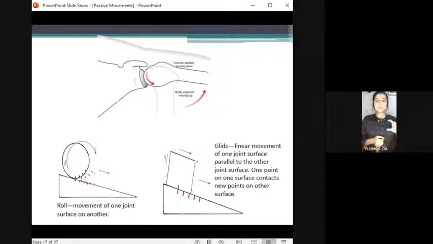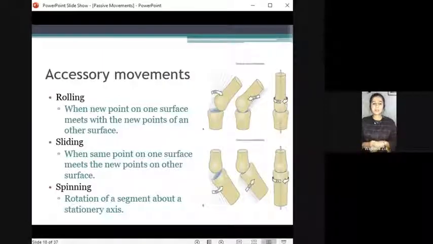One diagram is showing the movement of a ball on an inclined surface, and the second one is showing the movement of a square part on the inclined surface. In the case of the round one, always a new part of the round surface meets a new part of the inclined surface. This is known as the roll. And in the next one, the same part of the square surface meets a new part of the inclined surface. This is known as the glide.